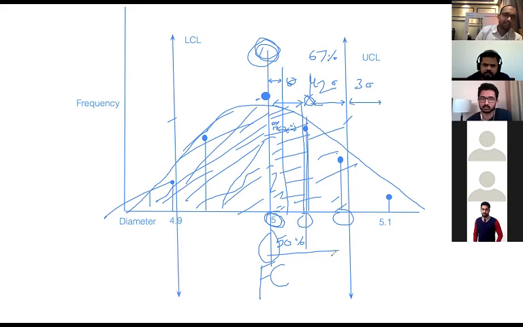I hope this makes sense. Do you get the major idea? What is a frequency diagram, upper control limit and lower control limit, and then how it is applicable in the forecast also.